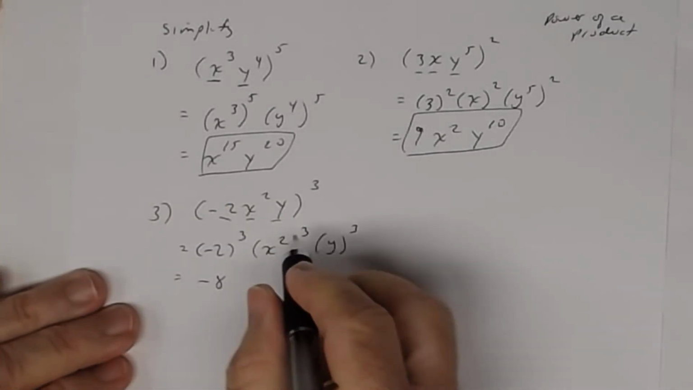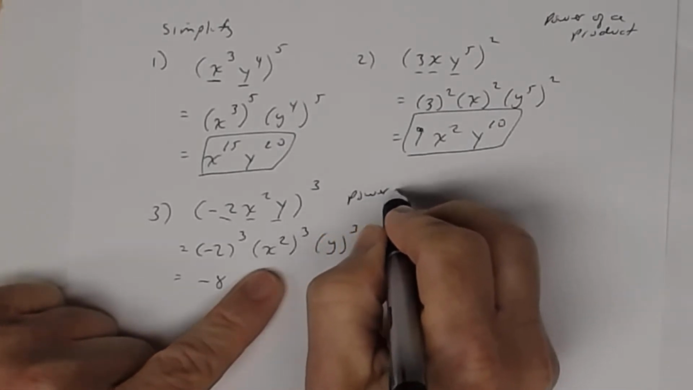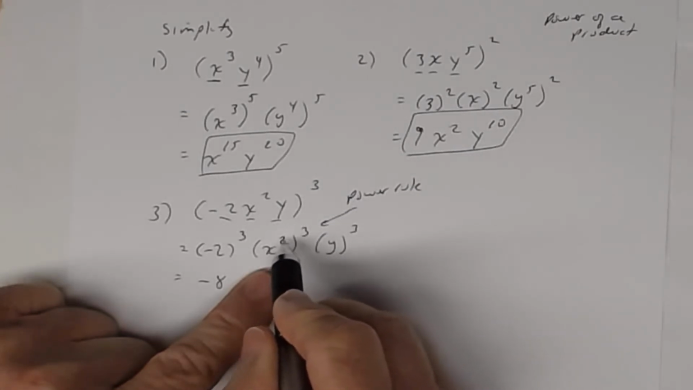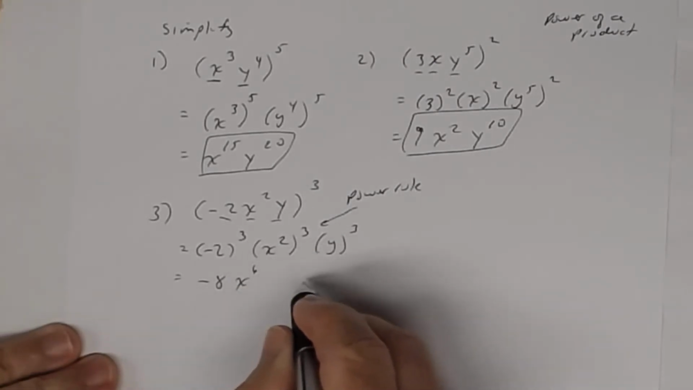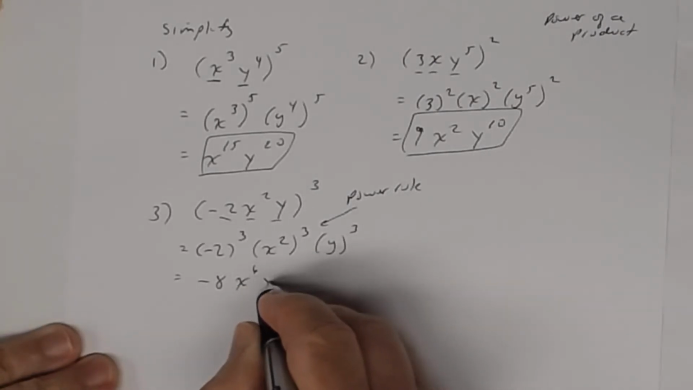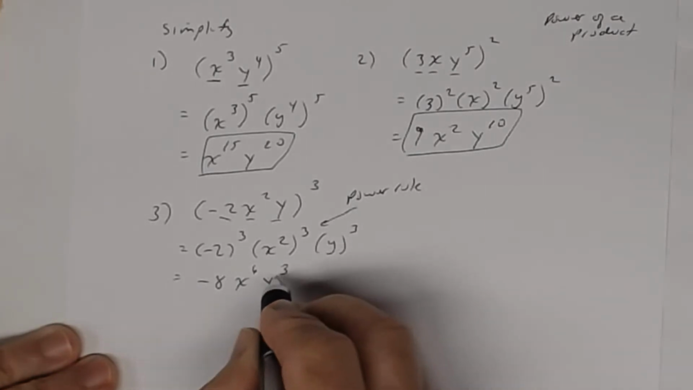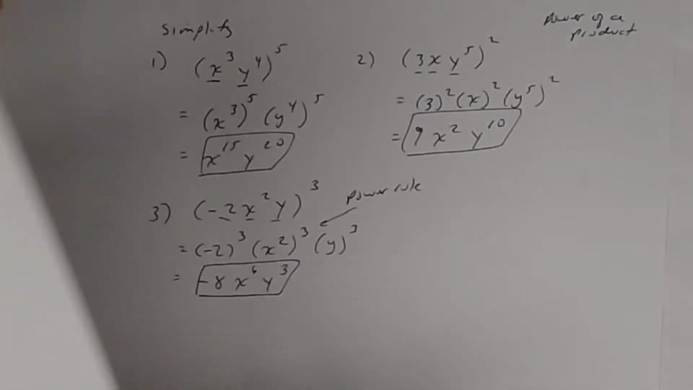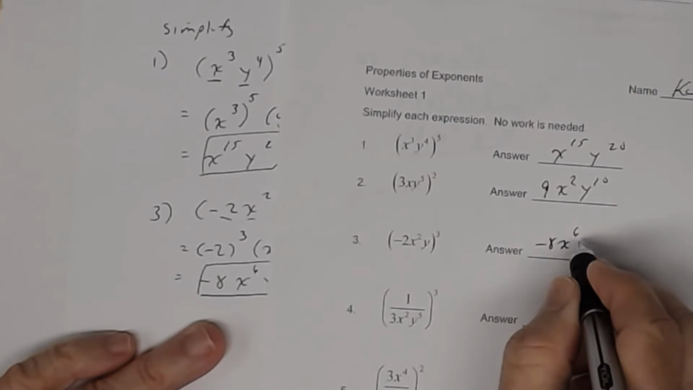And then x squared cubed, here I'm using the power rule. When you have a power raised to a power, you multiply exponents. So 2 times 3 is 6, we get x to the 6. And then y to the third is just y to the third, because remember, this right here is understood to be 1, so I can still use the power rule here. 1 times 3 is 3. So that is the answer to number 3. Number 3, we have negative 8, x to the 6, y to the third.